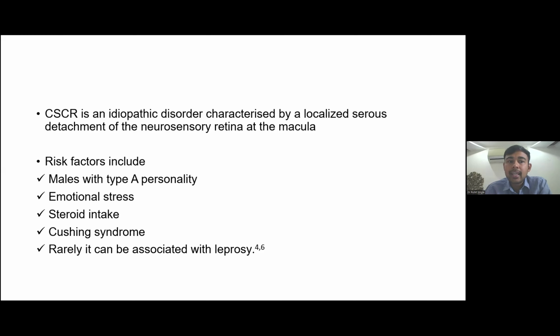Now, CSCR is an idiopathic disorder which is characterized by localized serous detachment of the neurosensory retina at the level of the macula. It can lead to blurring of vision along with other eye symptoms. So the risk factors for CSCR include males with type A personality, emotional stress, then oral steroid intake, Cushing syndrome, and rarely it can be associated with leprosy.